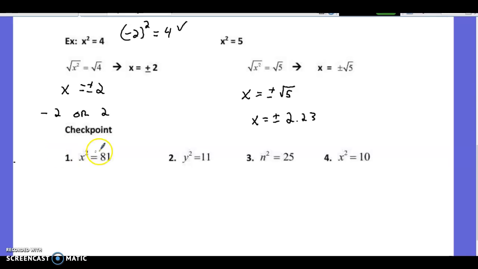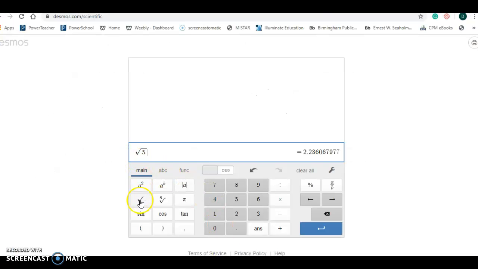These are pretty straightforward. So I have x squared equals 81. Take the square root of both sides. Square root of anything squared is just that root. So the square root of 81, you can go to your calculator if you want. So I'm going to clear this. The square root of 81 gives us, oh look, 9. This is a nice calculator.